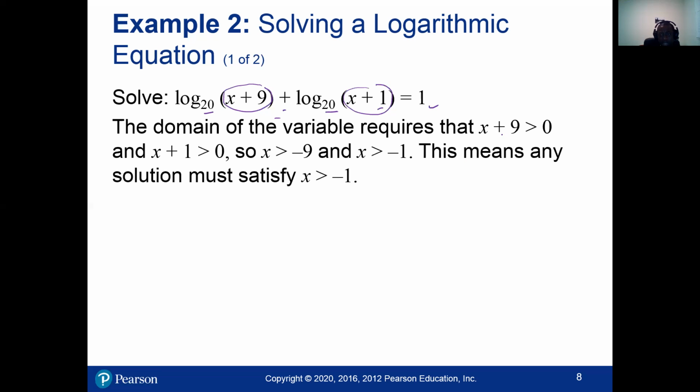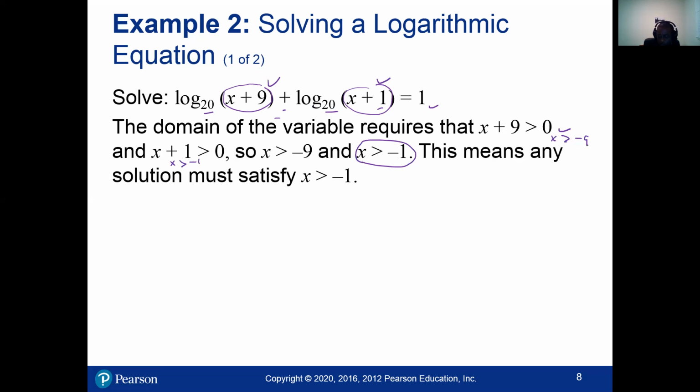So for x plus 9 greater than 0, you have x greater than negative 9, and for x plus 1 greater than 0, you have x greater than negative 1. Putting these together, x greater than negative 1 will have all the values that satisfy both the first term and the second term.